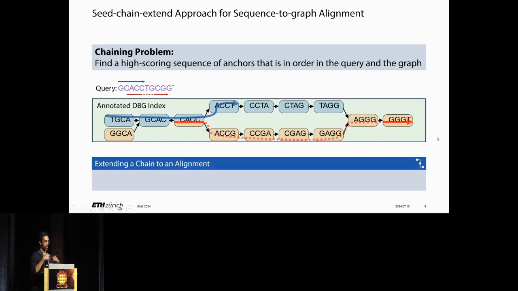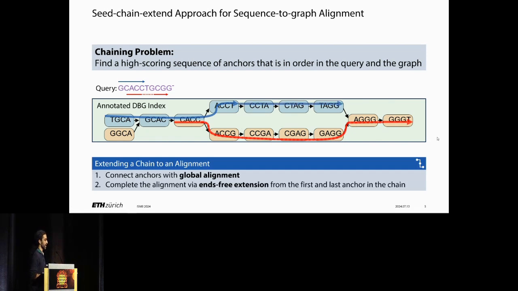And then once we have these chains, we then extend them into alignments in 2 steps. The first step is by connecting anchors together with global alignment. And the second step is by extending from the first and the last anchor in the chain using ends-free extension. So from here, the chain acts as a skeleton, from which you do the full alignment.